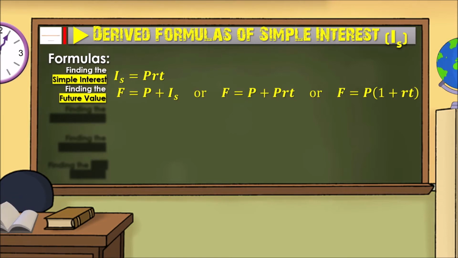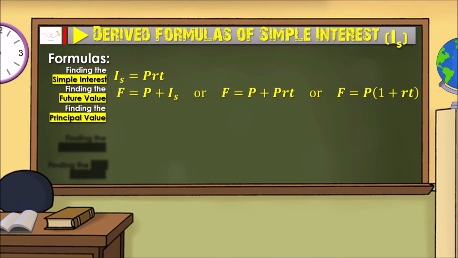We can also use future value is equal to the sum of principal value and the product of the principal value, rate, and time. Lastly, we can also use future value is equal to the product of principal value and the parentheses of the sum of 1 and the product of the rate and time.